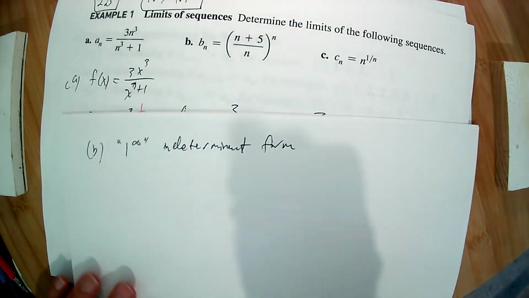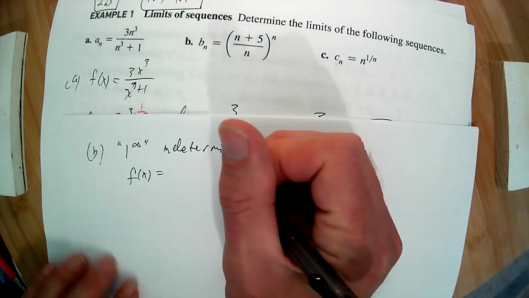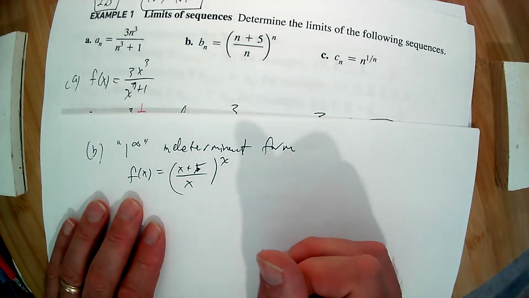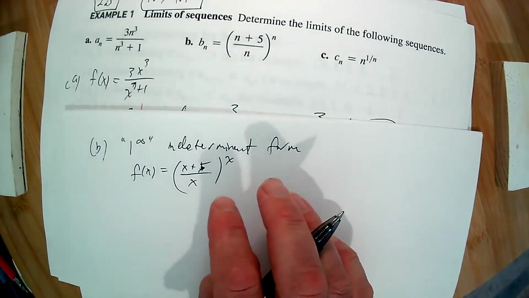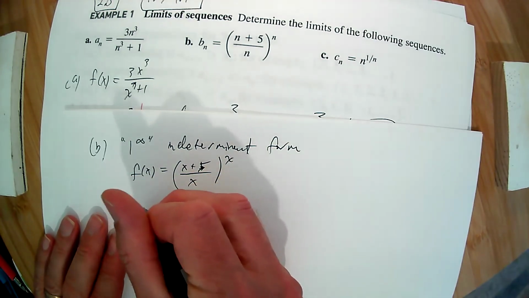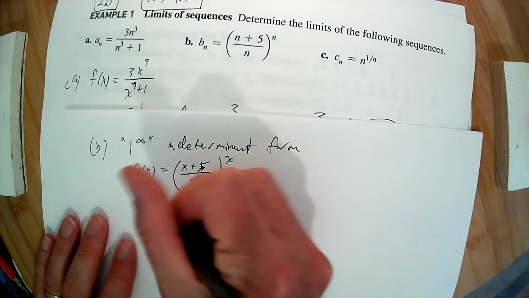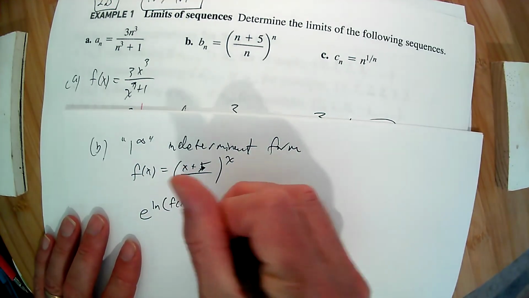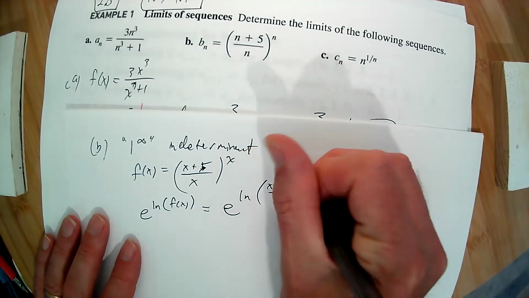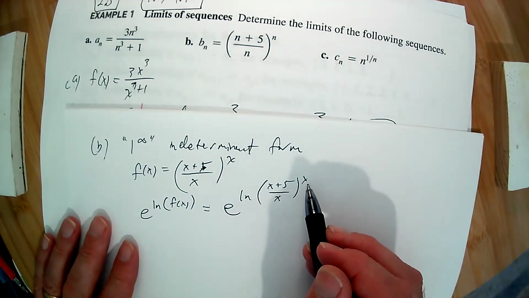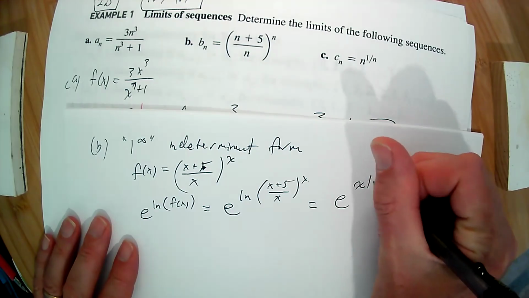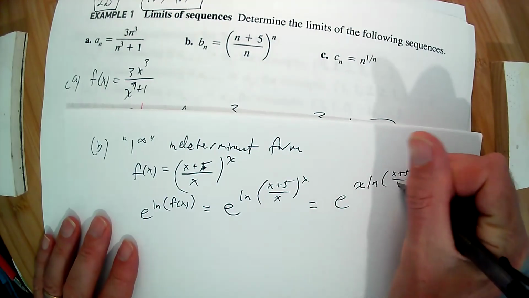Well, again, I'm going to think of it as f of x equals x plus 5 over x, to the x power, okay? It's 1 to the infinity. Now, what can we do? We can use L'Hopital's rule. Remember, there's a little bit of a trick to this. You basically are going to do e to the natural log of your function, okay? e to the natural log of my function. What happens here is I can use a property of natural logs to pull that x out front. So x times natural log of x plus 5 over x, okay?